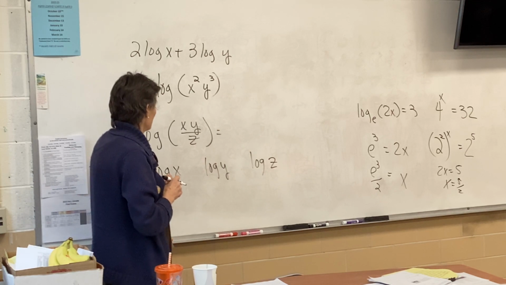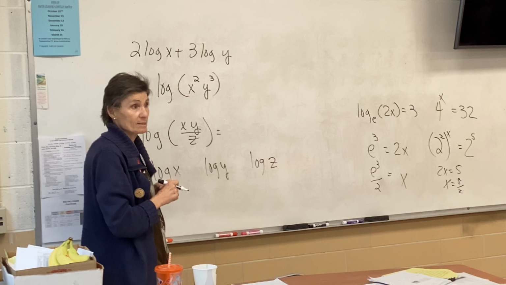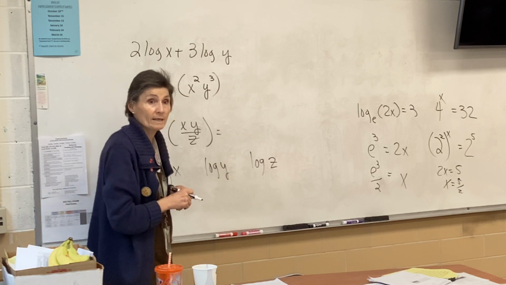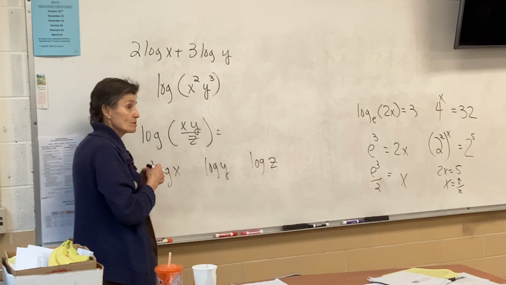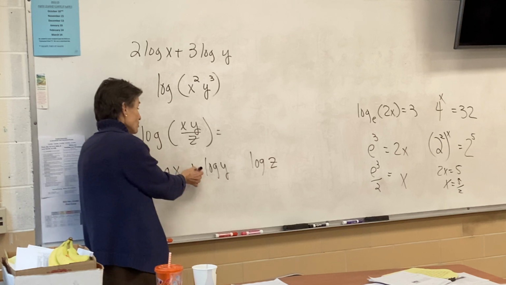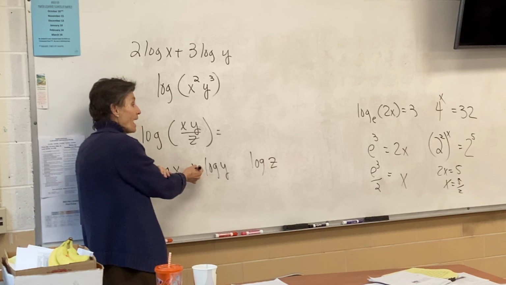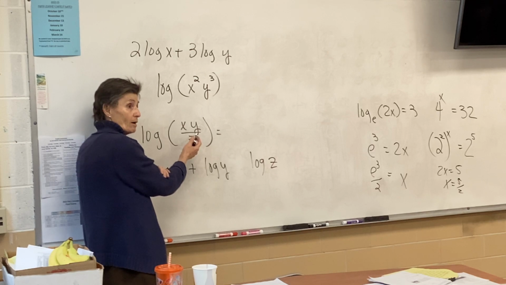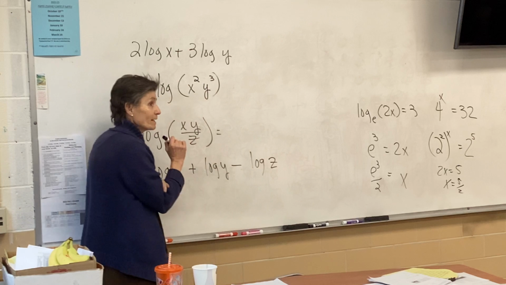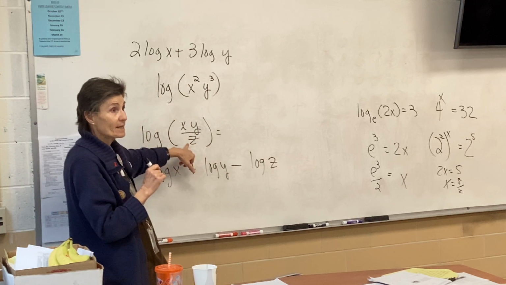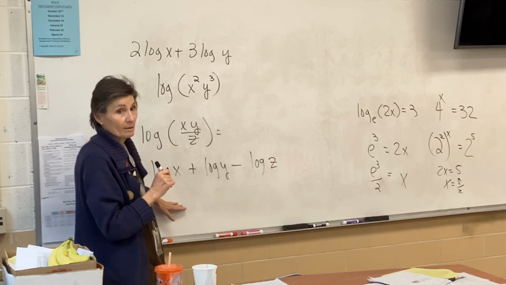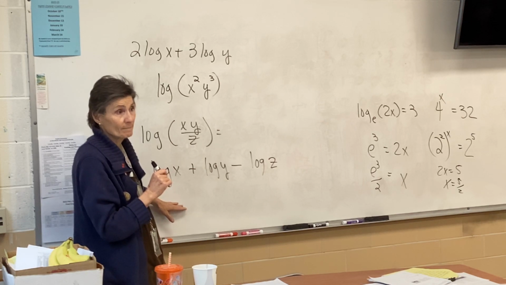Now, there's no exponents in this problem, so I don't need to worry about any numbers out in front. All I need to do is figure out if I'm adding or subtracting. Log x plus log y. These two are getting added because x and y are multiplied. This one's being subtracted because the z is being divided. Everybody see that? We have 3 things going on, 3 letters.